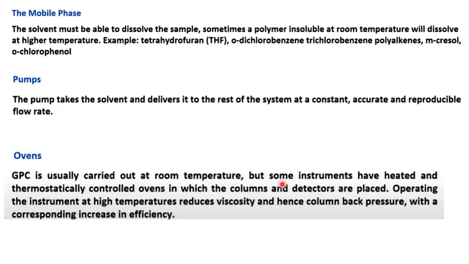Now the mobile phase, that is the liquid, in the case of GPC or size exclusion chromatography, must be able to dissolve the sample. Sometimes a polymer that is insoluble at room temperature will dissolve at higher temperature. For example, THF, dichlorobenzene or trichlorobenzene, polyalkenes, metacresol or orthochlorophenol. These are the solvents usually used, but the most common one is tetrahydrofuran, since most polymer samples are usually dissolved in THF.